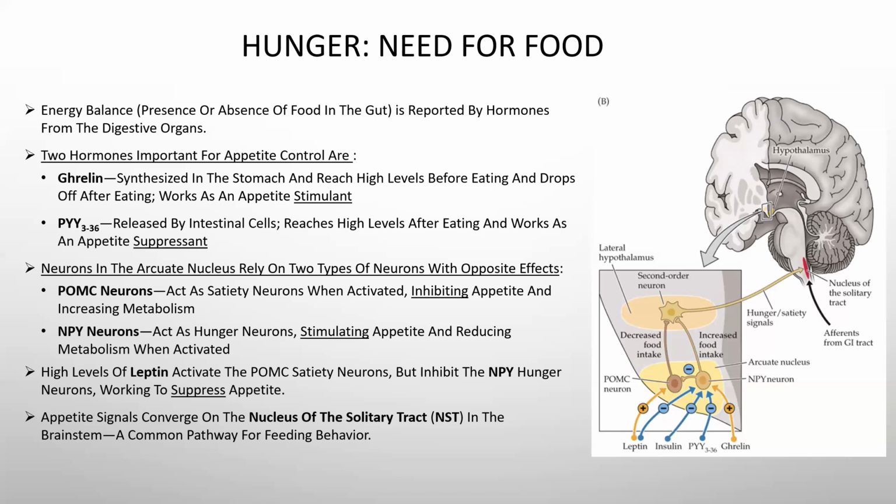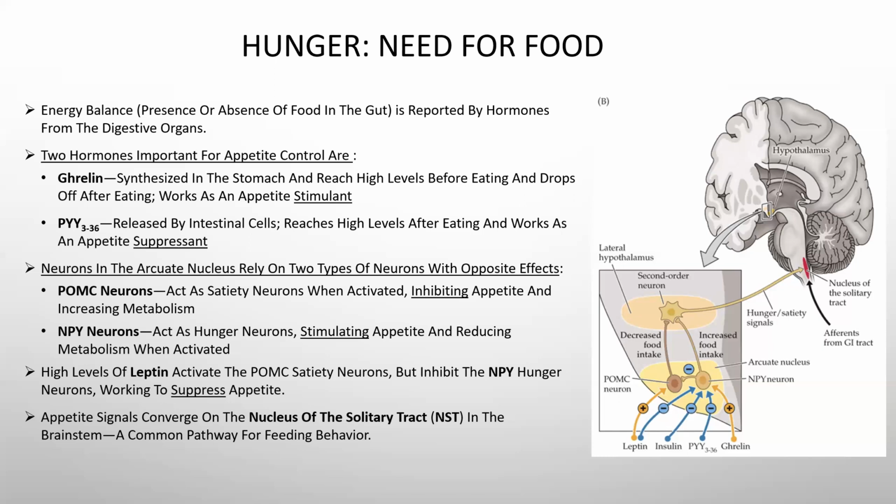Again, guys, we're still focusing on hypothalamic areas. POMC neurons act as satiating neurons when activated, inhibiting appetite and increasing metabolism. The NPY neurons act as hunger neurons, stimulating appetite and reducing metabolism when activated. Okay. And then you also have high levels of leptin, which activate the POMC satiating neurons, but inhibit the NPY hunger neurons, working to suppress appetite.